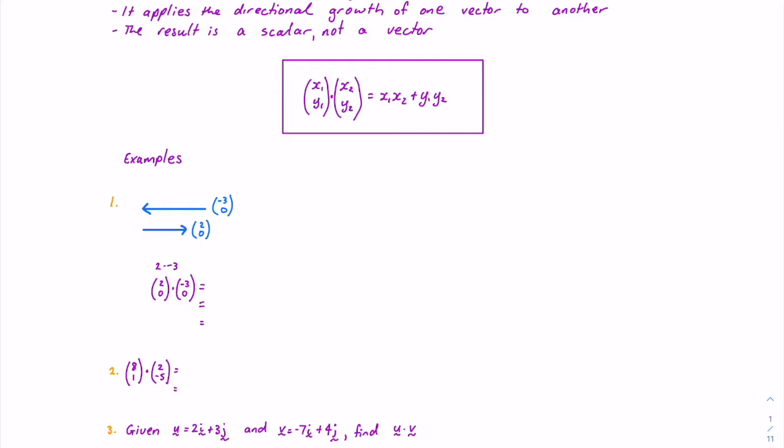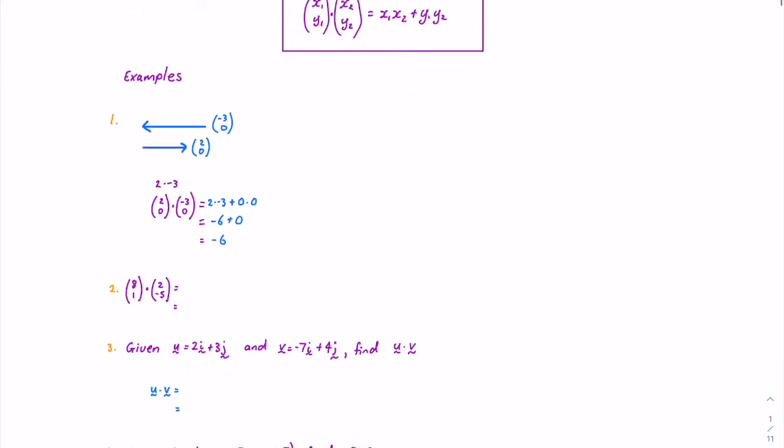So let's have a look at that. So 2 times -3 plus 0 times 0, so -6 plus 0, which is -6. So the direction, if you think of this vector as your base vector, you're applying the directional growth of this onto that. The direction is that way with a growth of a factor of 3. So 2 becomes -6. Just looking at just this simple one here, so multiply the top, 8 times 2, add it to 1 times -5, and we get 11. So that's just a simple example.